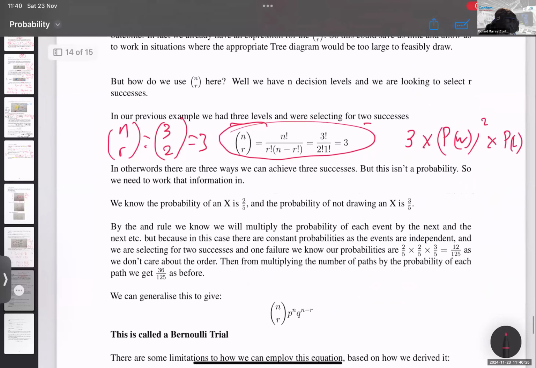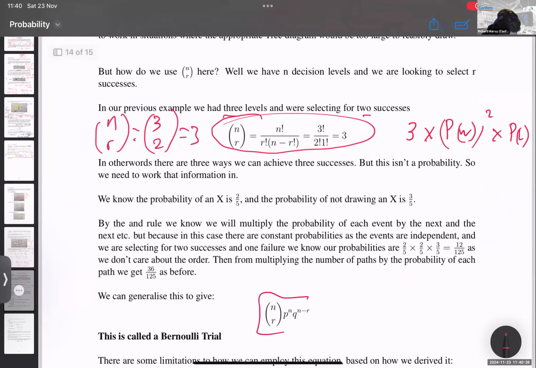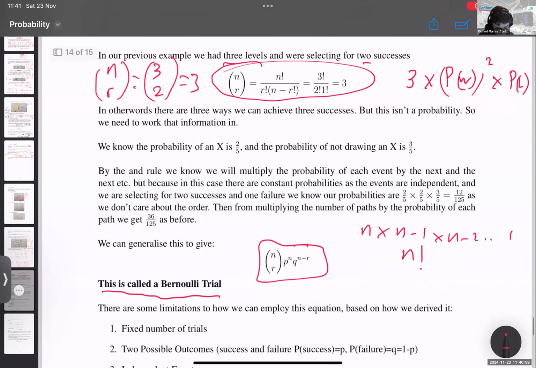And this gives us the derivation of what's normally just thrown at us in our tables book for a Bernoulli trial, which is n choose r times the probability of a success to the power of r, multiplied by the probability of a failure to the power of n minus r. It's called a Bernoulli trial because we see it come up again and again and again in probability. It comes up very frequently, so we've given it a name, in the same way that n times n minus 1 times n minus 2 all the way down to 1 comes up a lot, so we've given it a factorial.